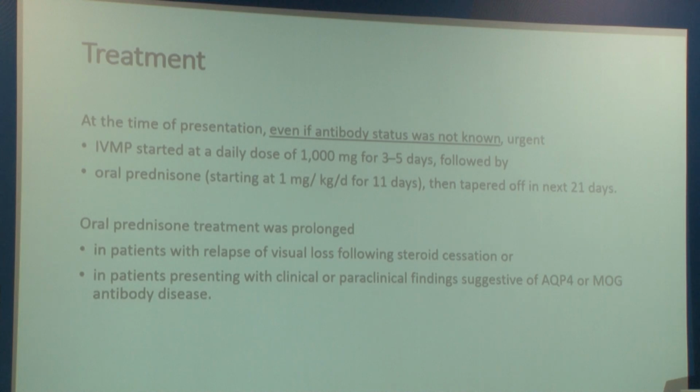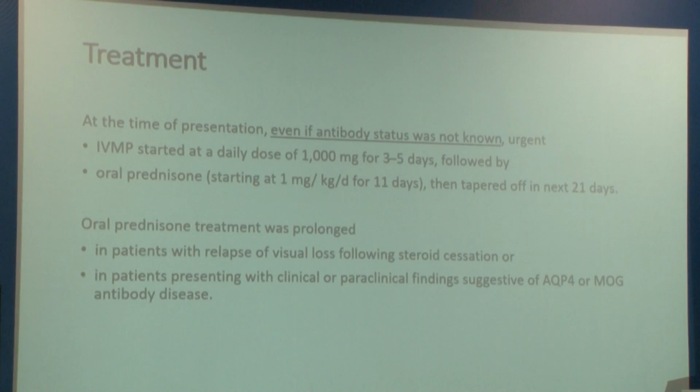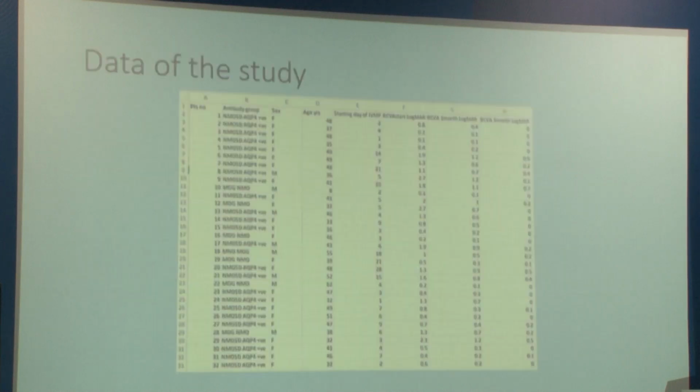At the time of presentation, even if the antibody status was not known, urgent IV methylprednisolone was started at a daily dose of 1000 milligrams for 3 to 5 days, followed by oral prednisone 1 milligram per kg per day for 11 days, and then tapered off over 21 days. Oral prednisolone treatment was prolonged in cases of relapse or in cases suggestive of aquaporin 4 and MOG antibody diseases. This is the data of all my patients.